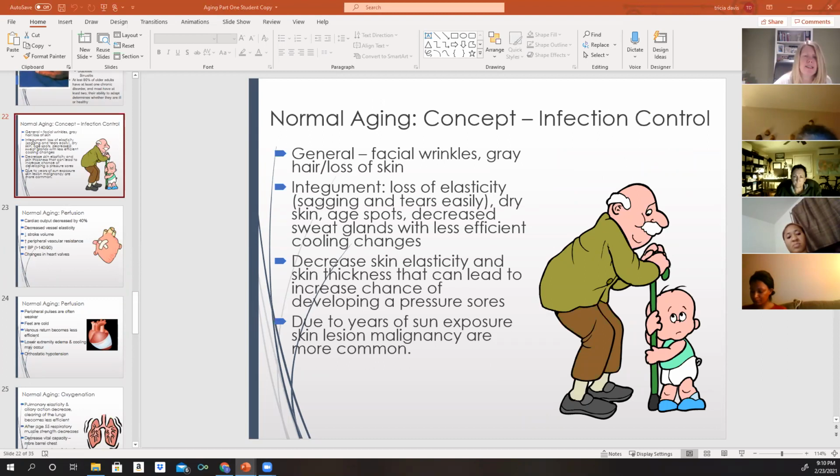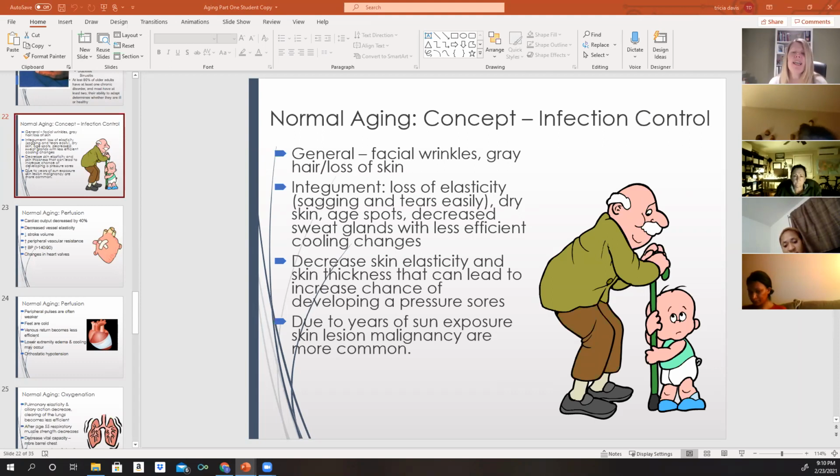So in general, we're going to see face wrinkles, gray hair, thinning of the skin. Integumentary, that skin's going to lose the elasticity. It's going to be sagging. It's going to tear very, very easily. You want to be careful with these older people. Sometimes I've seen it happen where you just touch them and you're moving their hand over and the thumb or one of your fingers can just go right through the skin and the skin will come off. They'll start bleeding. Their skin is very, very sensitive.